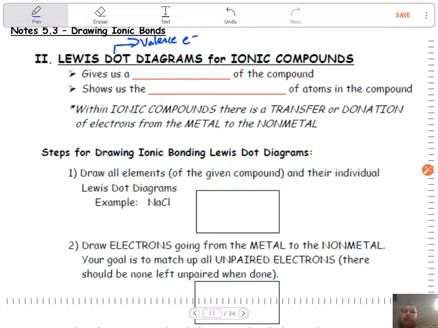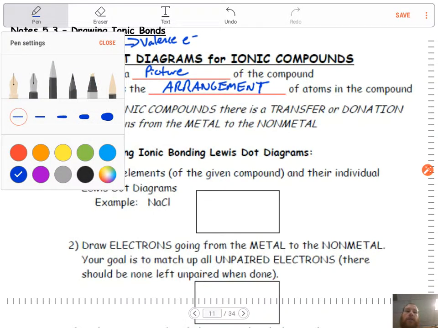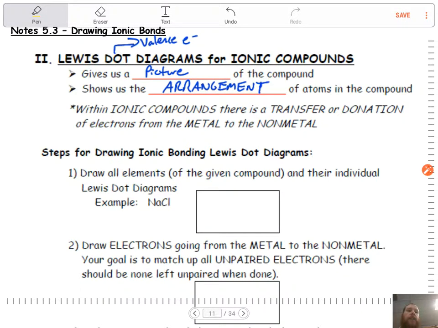So with ionic compounds, it's just going to give us a picture of the compound, what it looks like, and it shows us the arrangement of the atoms in the compound, where they are, how they're interacting with each other. Within ionic, you've got to remember it's a transfer of electrons. That transfer goes from the metal to the non-metal. So that's what we're going to have to show with our pictures, that there is a transfer taking place.